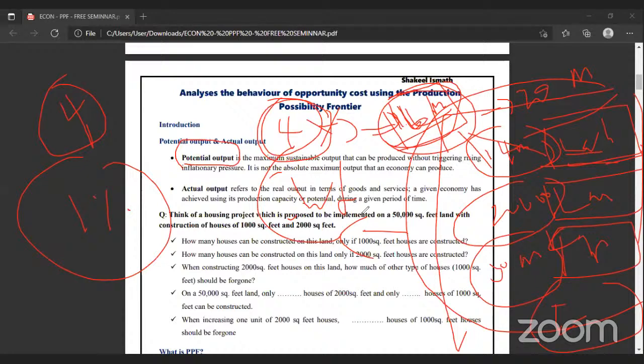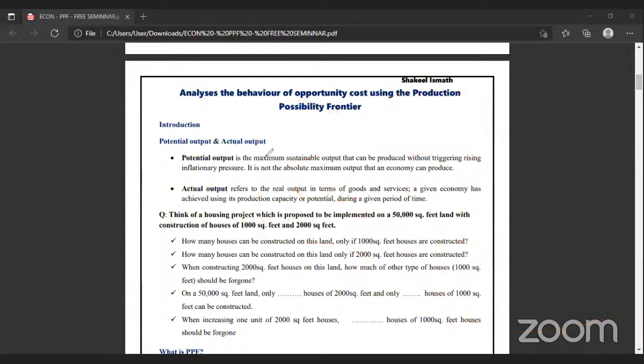Right. And actual production, actual output, means, as I said, in Sri Lanka some labor resources are not utilized. That means unemployment of resources. And land resources, not all the lands are utilized. Some lands are just kept idle. In Colombo itself, you can find it.